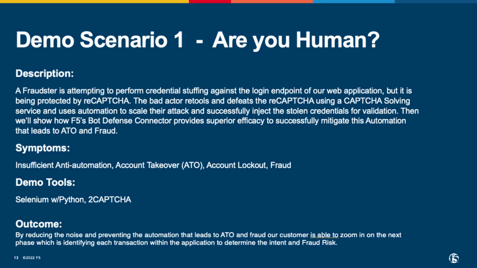In our first demo scenario for preventing the automation that leads to fraud, a bad actor is attempting to perform credential stuffing against the login endpoint of our web application, but it's being protected by a reCAPTCHA. The bad actor is able to retool and defeat the reCAPTCHA using automation and a CAPTCHA-solving service via API to scale their attack and successfully inject the stolen credentials for validation. Then we'll demonstrate F5's Big IP Bot Defense Connector, providing superior efficacy to prevent the fraudulent automation.